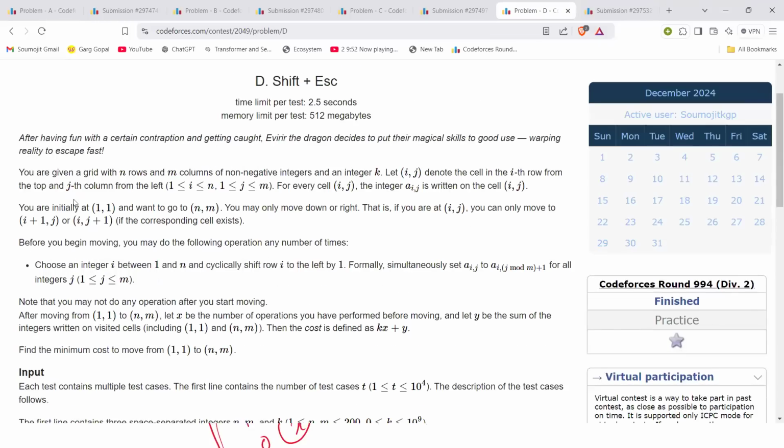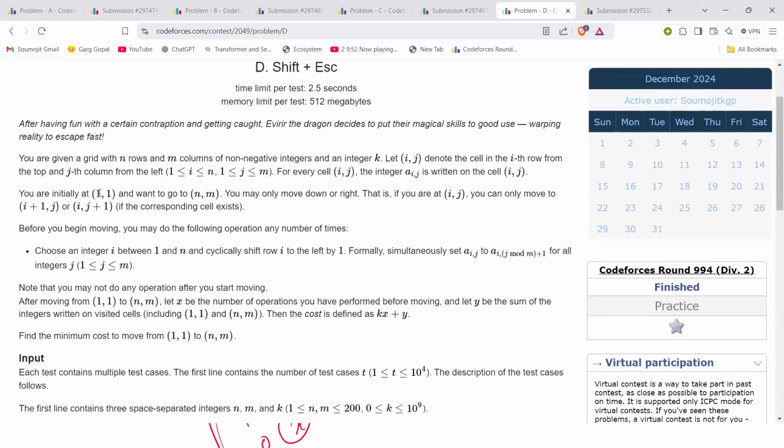So here is what it says: you are given a grid with n rows and m columns of non-negative integers and an integer k. Let (i, j) denote the cell in the ith row from the top and the jth column from the left. For every cell (i, j), the integer a_ij is written on the cell (i, j). You are initially at (1, 1) and want to go to (n, m). You may only move down or right. That is, if you are at (i, j), you can only move to (i+1, j) or (i, j+1) if the corresponding cell exists.